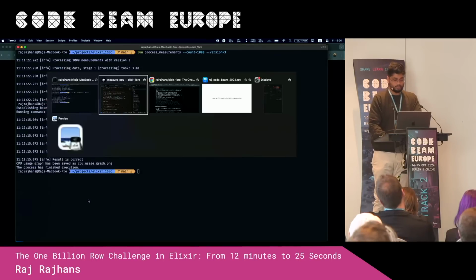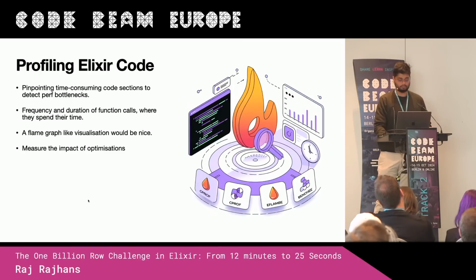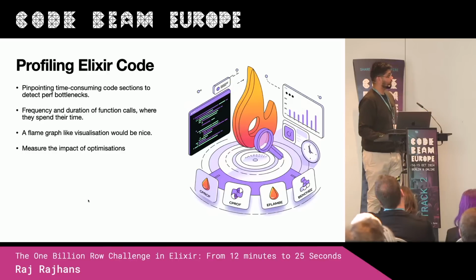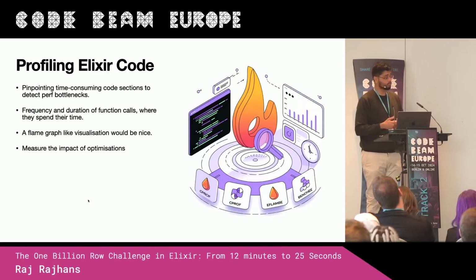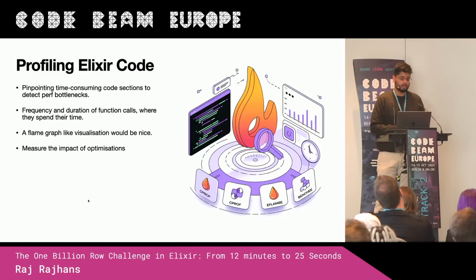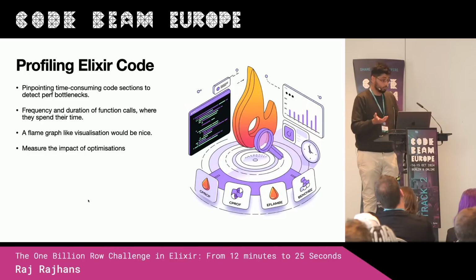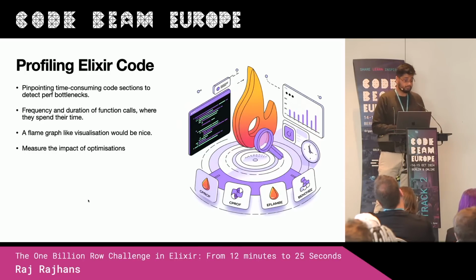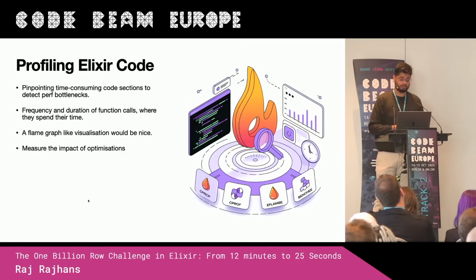Okay, coming back. So yeah, with that, I was able to iterate quickly and have a good, solid foundation to work ahead. Regarding profiling the code, I had a few requirements. I wanted to pinpoint what are the time-consuming code sections. I wanted to detect performance bottlenecks. I wanted to know what the frequency and duration of the function calls were. What is taking time. Also, a flame graph like visualization would be nice to measure the impact of what the optimizations are having.